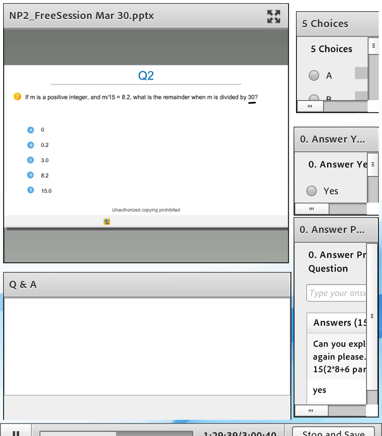Now in this question, please don't solve by simply doing m is equal to 15 into 8.2. Please don't do that. Solve it using the method that I just explained. Okay, you will take time. That's okay. It's okay to take time on these questions as long as you are building those skills. Okay, so go ahead.